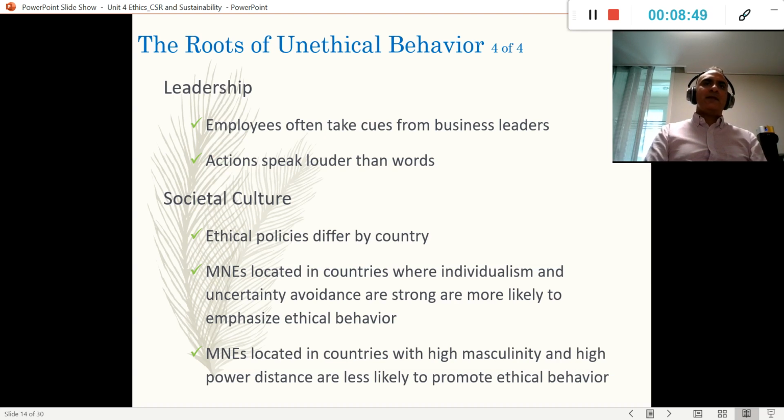Then we have the societal culture, the culture of the society. So in this case, ethical policies change by country. In every country, what is right in one country may not be in another. We have countries that are absolutely against corruption. We have the case, for example, of Norway, New Zealand, Singapore.